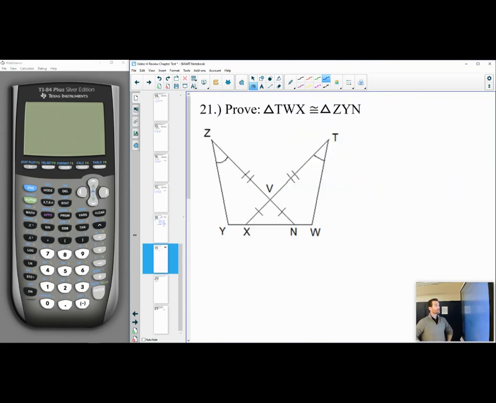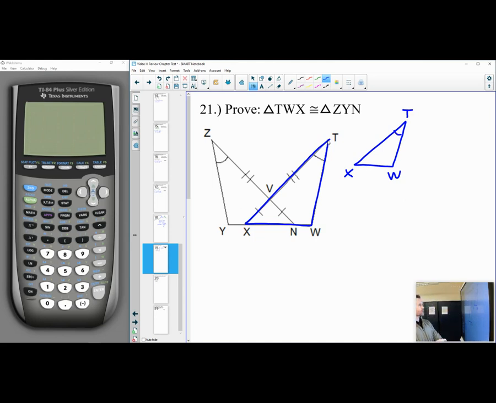Again, we've got two overlapping triangles. So let's start with TWX, which is right here. T, W, and X. Let's draw the blue right here. T, W, and X. What markings can we bring over there? I see an angle marking on T we can bring over.